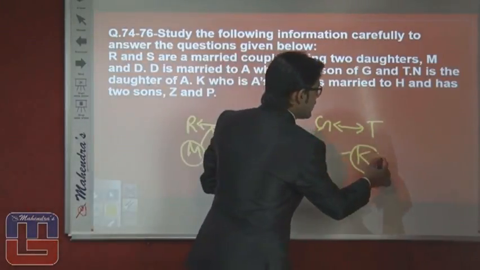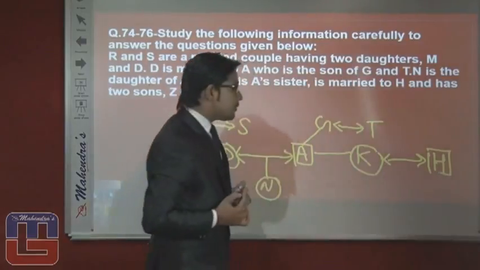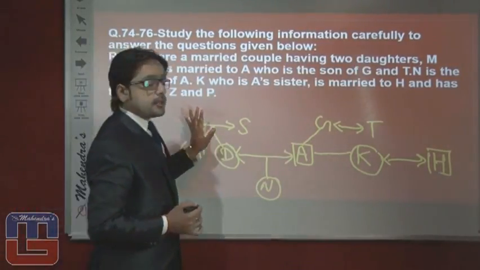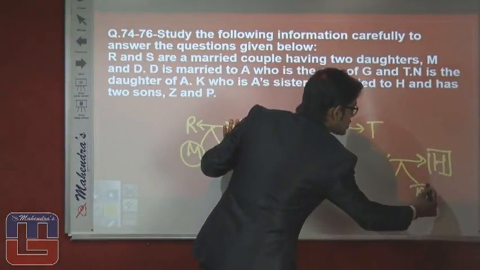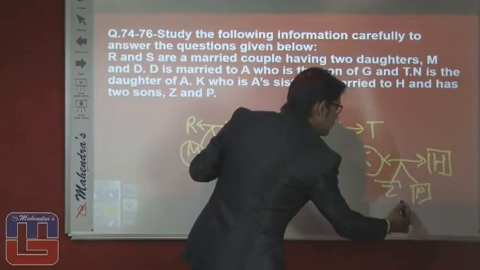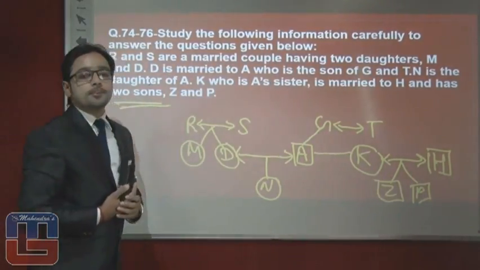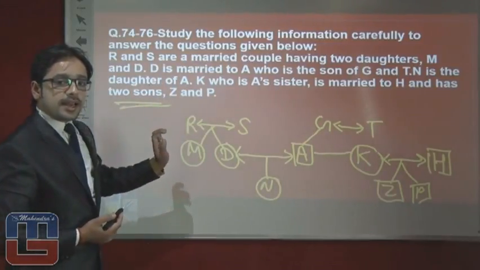Again, they are saying K is married to H, so H will be a male member. And they have two sons, Z and P. So Z and P are children of K and H. They have mentioned the gender of Z and P, that is, they have said they are two sons, Z and P. With the help of these statements, we can analyze.